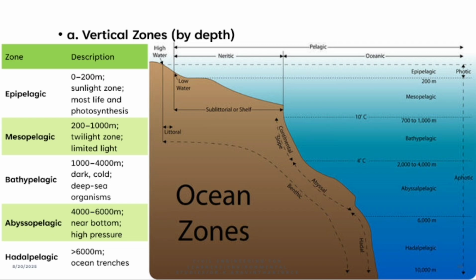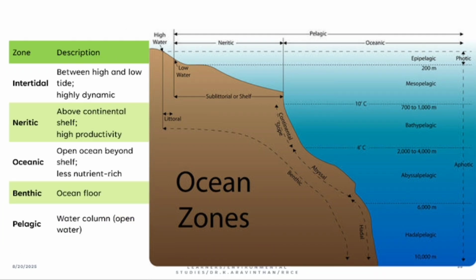So you have limited light, and bathypelagic zones are from 1000 to 4000. Dark, cold, deep sea organisms will be there. Here you can see the octopus, etc. Next thing is abyssal. These are 4000 to 6000, near the bottom. High pressure will be there. Due to high pressure, certain living beings cannot go deep also. Now the last zone is called the hadal zone, more than 6000.